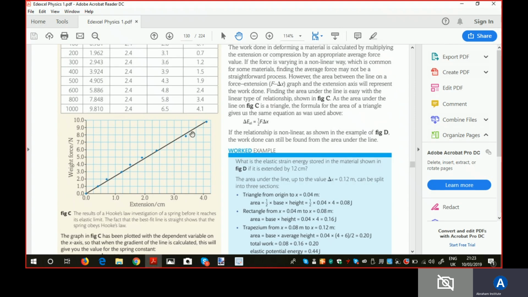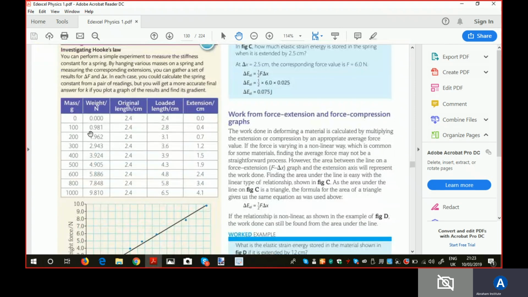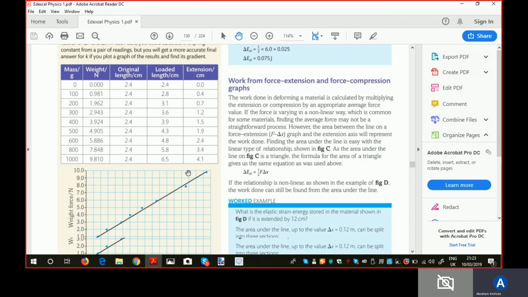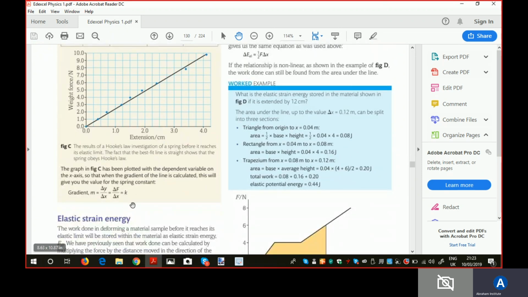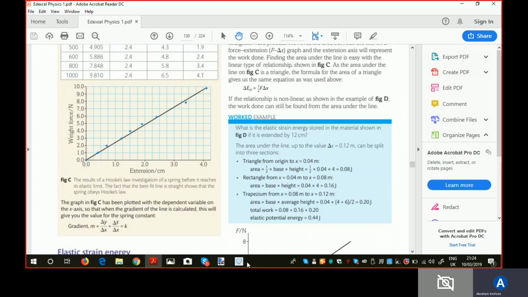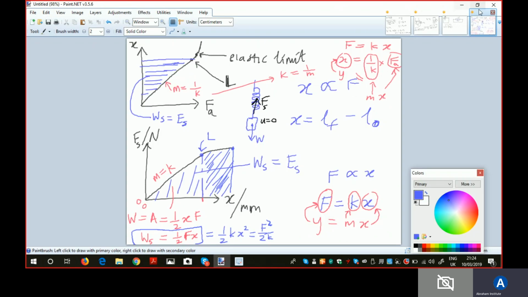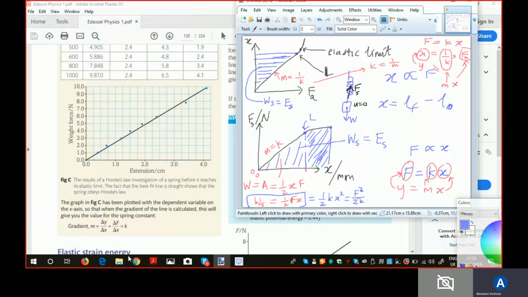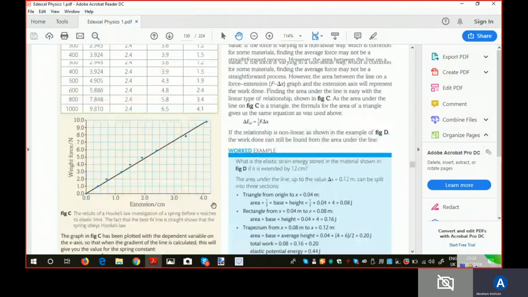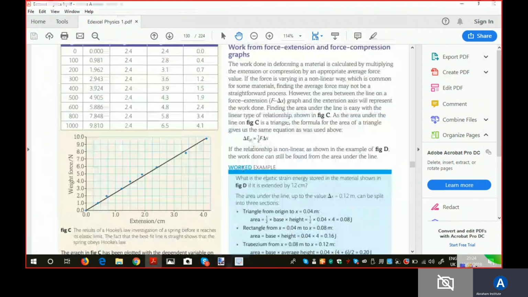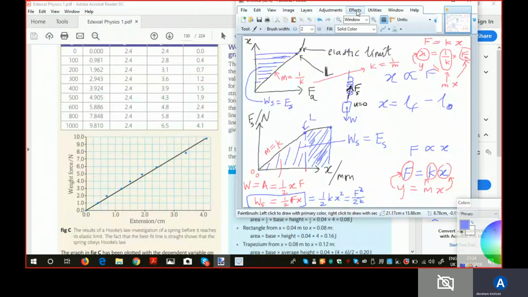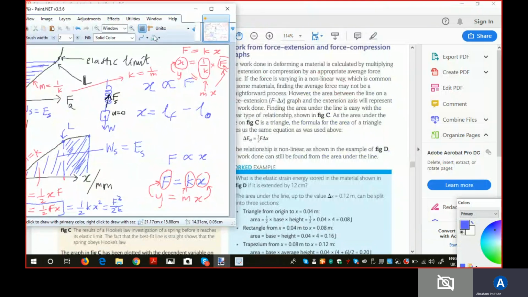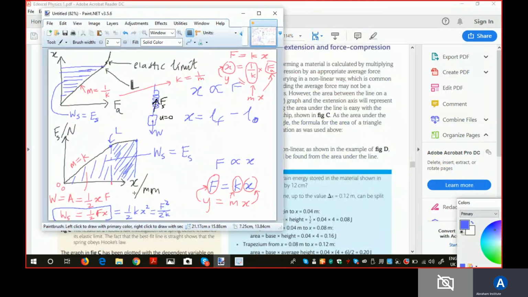Okay, so here is an experiment to show that. They increase the weight and then record the original length, loaded length, that is the final length, the extension, and then they draw the graph. Then the gradient is k. Can you see here? Because this is F versus x, like what I have here. F versus x, then the gradient will be k. Then we have this half Fx. So you see half Fx, that equation, the elastic potential energy in the spring. So half Fx, that is this one.